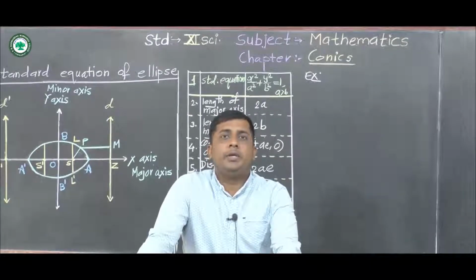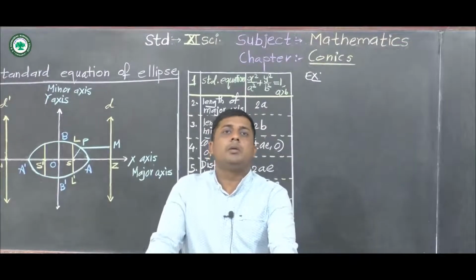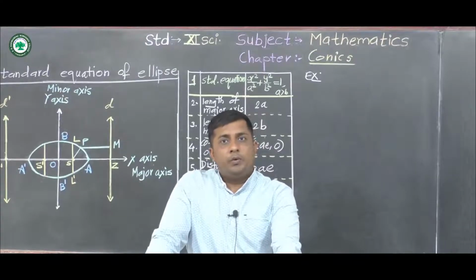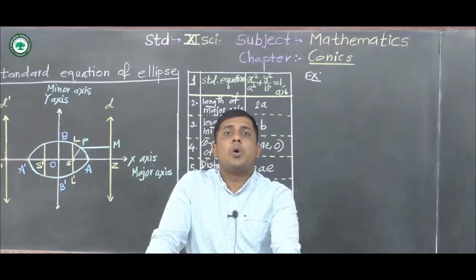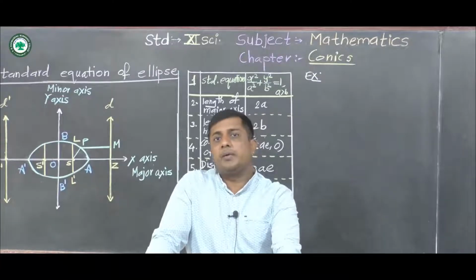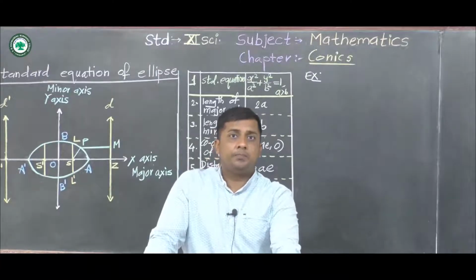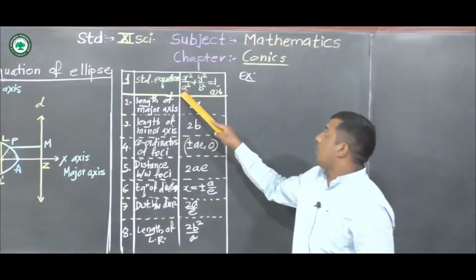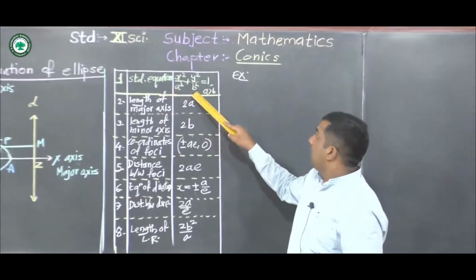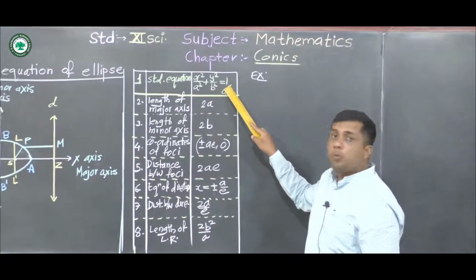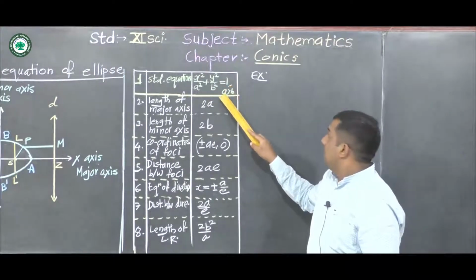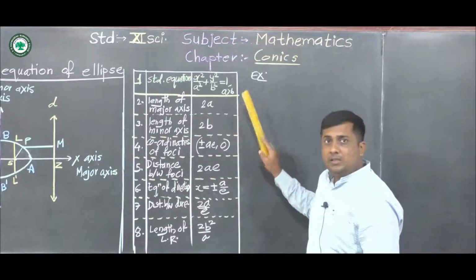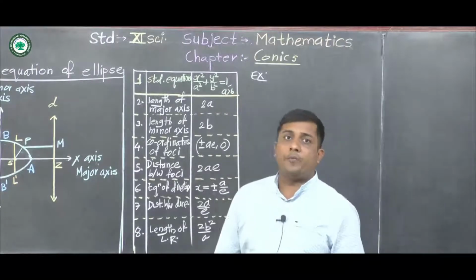In the previous lecture we studied the concepts related to the chapter Conics, and in that we defined the standard equation of the ellipse. We define the equation of the ellipse as x square upon a square plus y square upon b square is equal to 1, and here we consider only a greater than b. This is one of the standard equations of the ellipse.